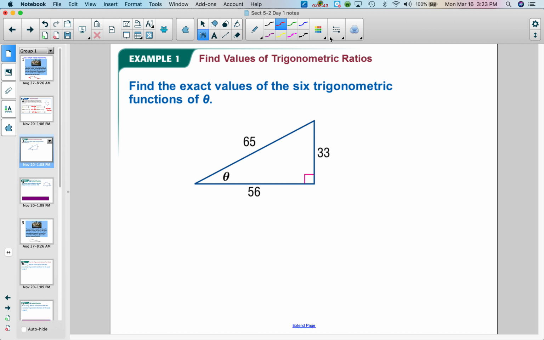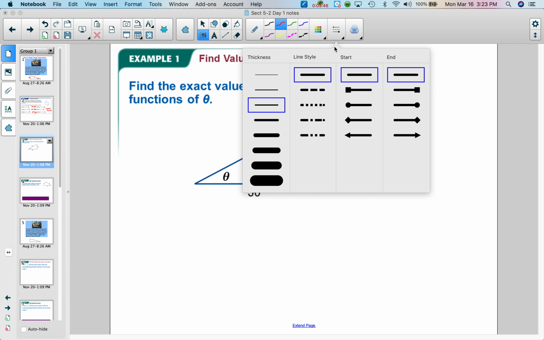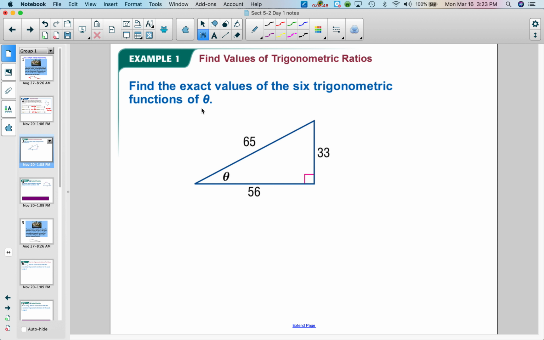So in this first example, we are going to find the exact values of the 6 trigonometric functions of theta. When you're asked to do this, I would just start by writing sine theta, cosine theta, tangent theta, cosecant theta, and this will help you practice that too, secant theta, and cotangent theta.